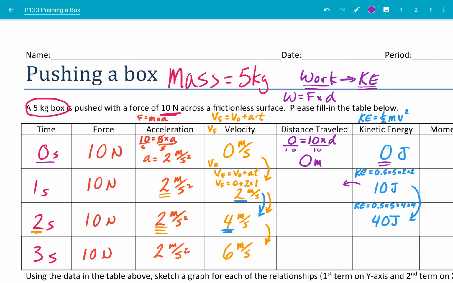So ask yourself if this makes sense. We pushed for 0 seconds. It's moving 0 meters per second because it hasn't had enough time to start moving. Since it's not moving, it has no kinetic energy. And since it has no kinetic energy, no work was done. And since no work was done, it's traveled no distance.